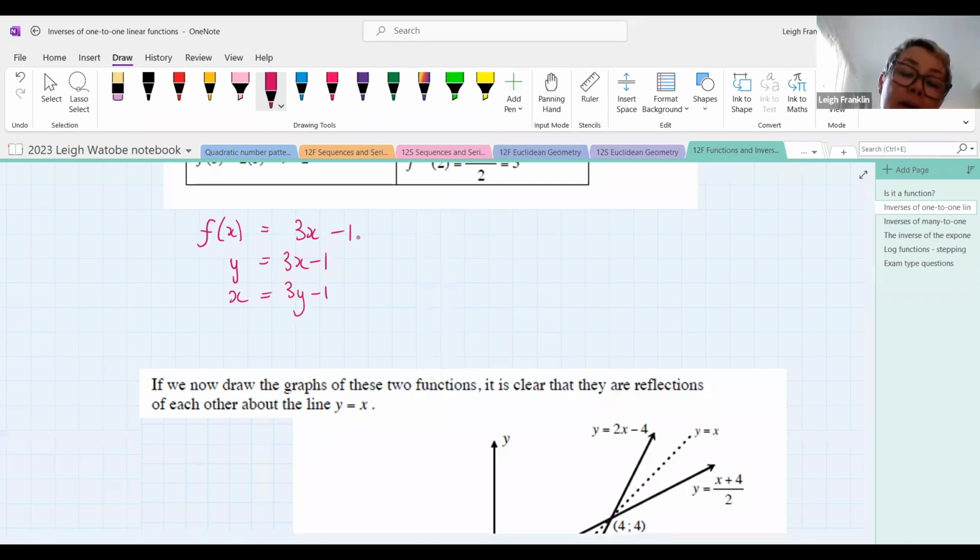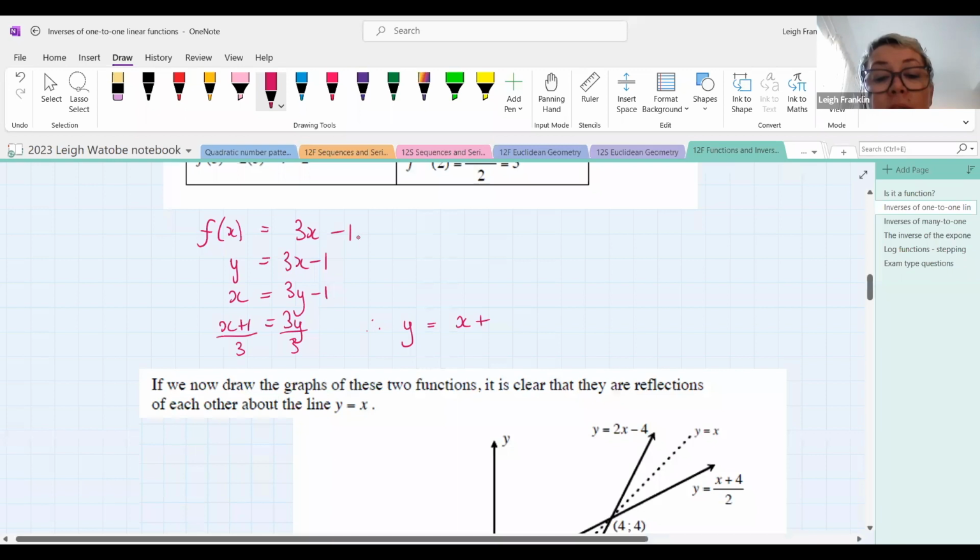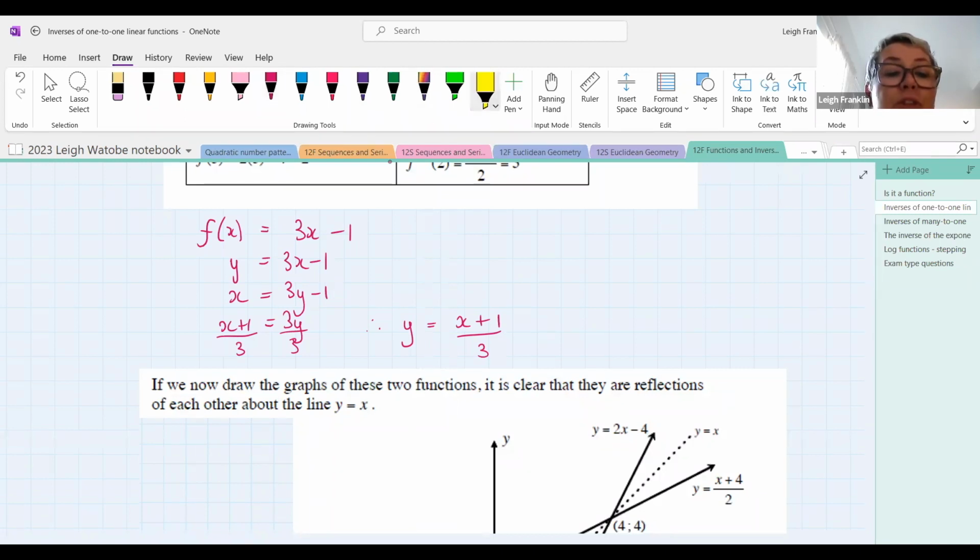Now I'm not going to divide by 2. Now I'm going to divide by 3 after taking the 1 over to the other side. So in other words, here I'm going to end up with 3y, and I'm going to have x plus 1. And now I'm going to divide both sides by 3. So now you'd end up with y equals x plus 1 over 3. So you have to divide by whatever your coefficient is. Okay, Unam?